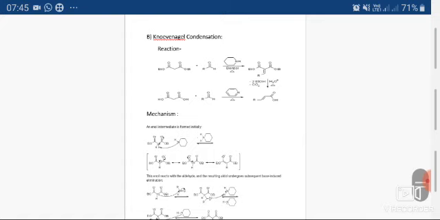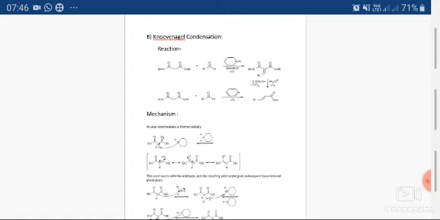The next reaction is the Knoevenagel reaction. In the Knoevenagel reaction, when an active methylene compound reacts with an aldehyde or ketone in presence of a mild base, then it gives an alpha beta unsaturated diester, which on further hydrolysis gives alpha beta unsaturated carboxylic acid.